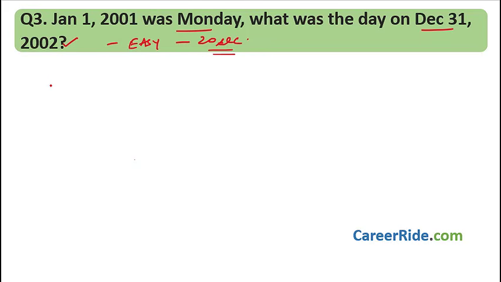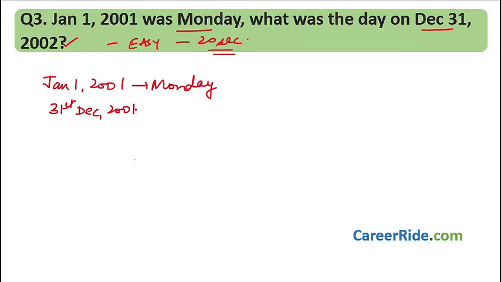How? Just see, January 1, 2001 is what is a Monday it is given, and we know that if a year is a normal year, it starts and ends on the same day. So 31st of December 2001 is again going to be a Monday, right? Do I make sense? We have already learned this initially when we were learning the basics of this chapter.